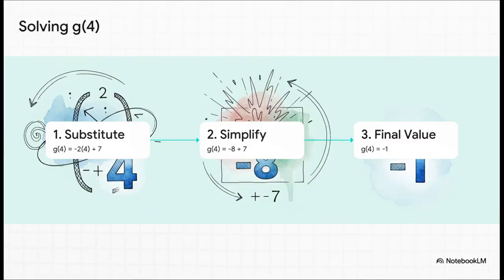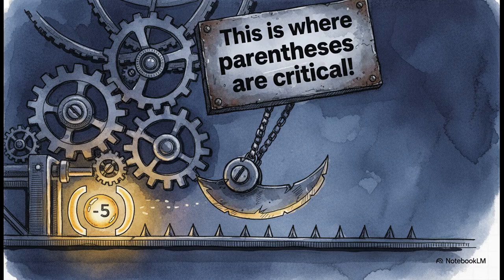Parentheses. We rewrite it as g of 4 equals negative 2 times 4 plus 7. Now just follow the order of operations. Multiply first. Negative 2 times 4 gives you negative 8. Add the 7, and you get your final value, negative 1. See, an input of 4 gave us an output of negative 1. Done.